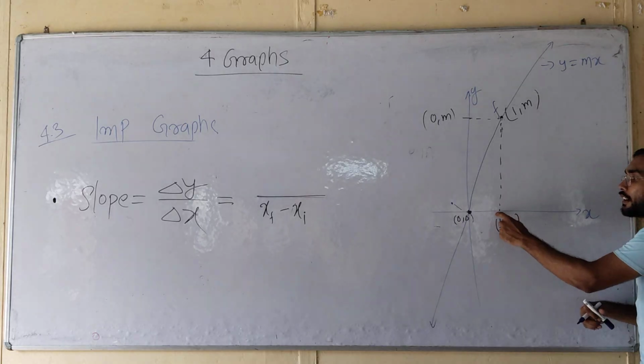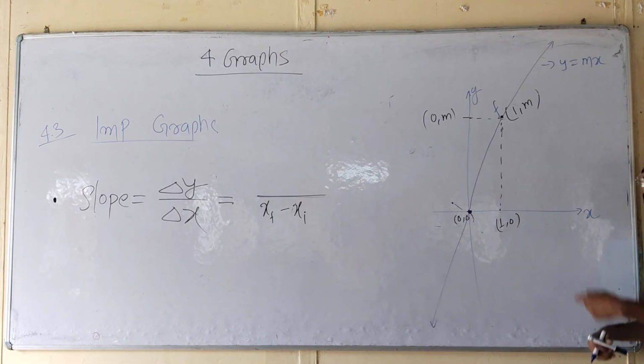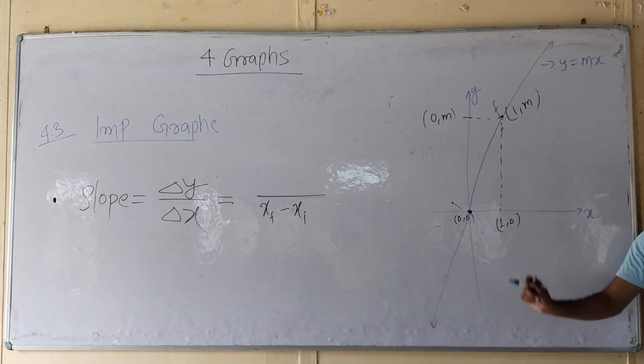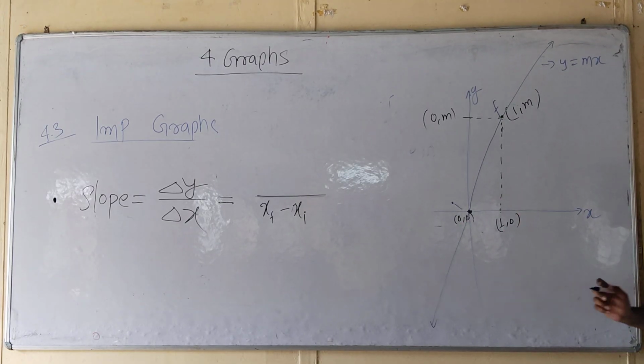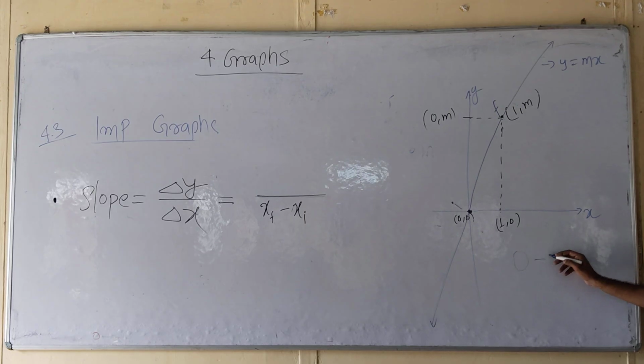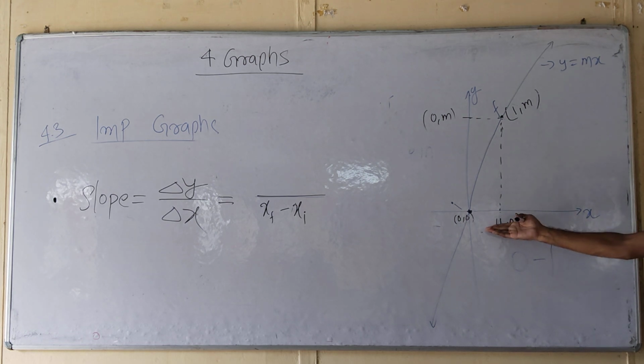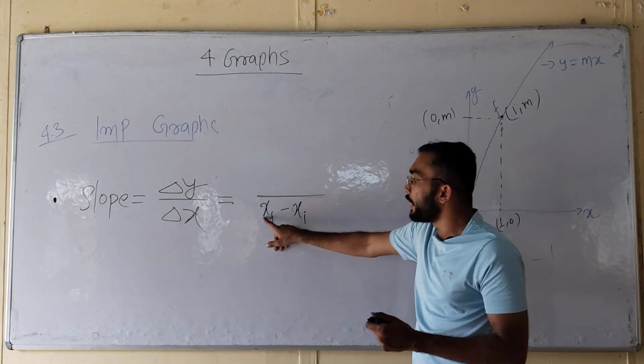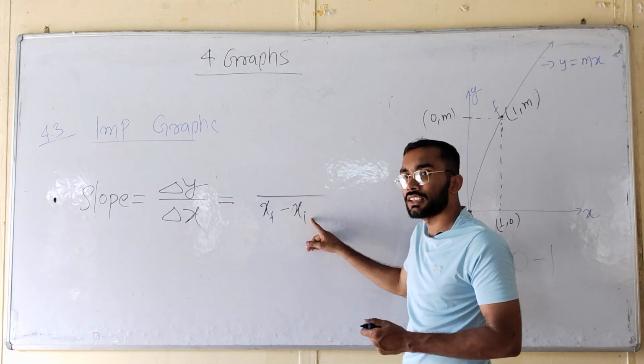Finally you are here and initially you are at this location. So change is 1 minus 0. You cannot write this thing 0 minus 1. Change is not minus 1, it is actually plus 1. You can see from the diagram. Is it clear? To get plus 1, you will have to do x final minus x initial.